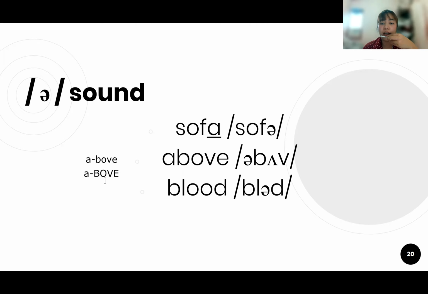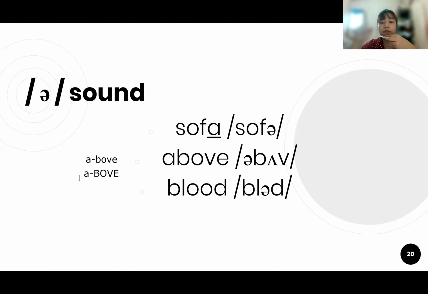So again, what did I say? If the sound falls on the unstressed syllable, you make use of your schwa. So that is solved for the schwa. It is an unstressed syllable since we pronounce it as above, not above with stress on the first syllable. So above is unstressed. Then we have the bov.